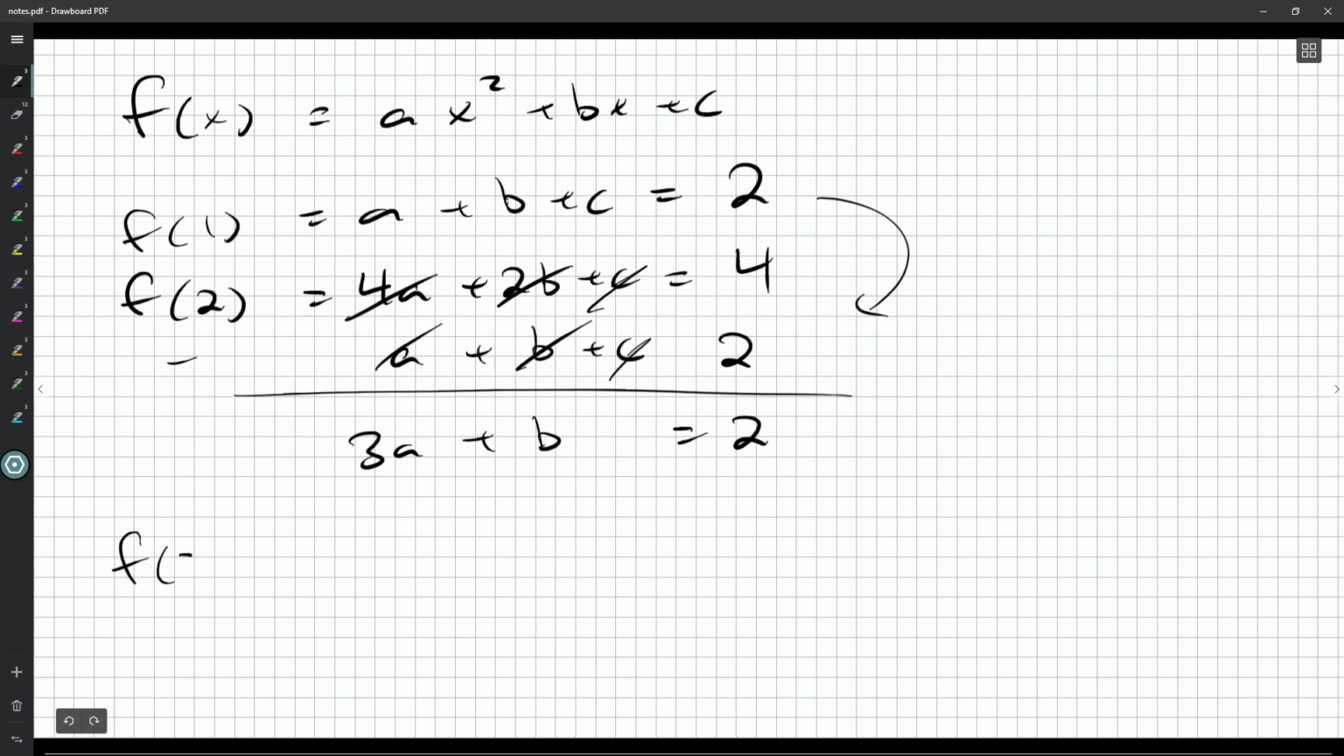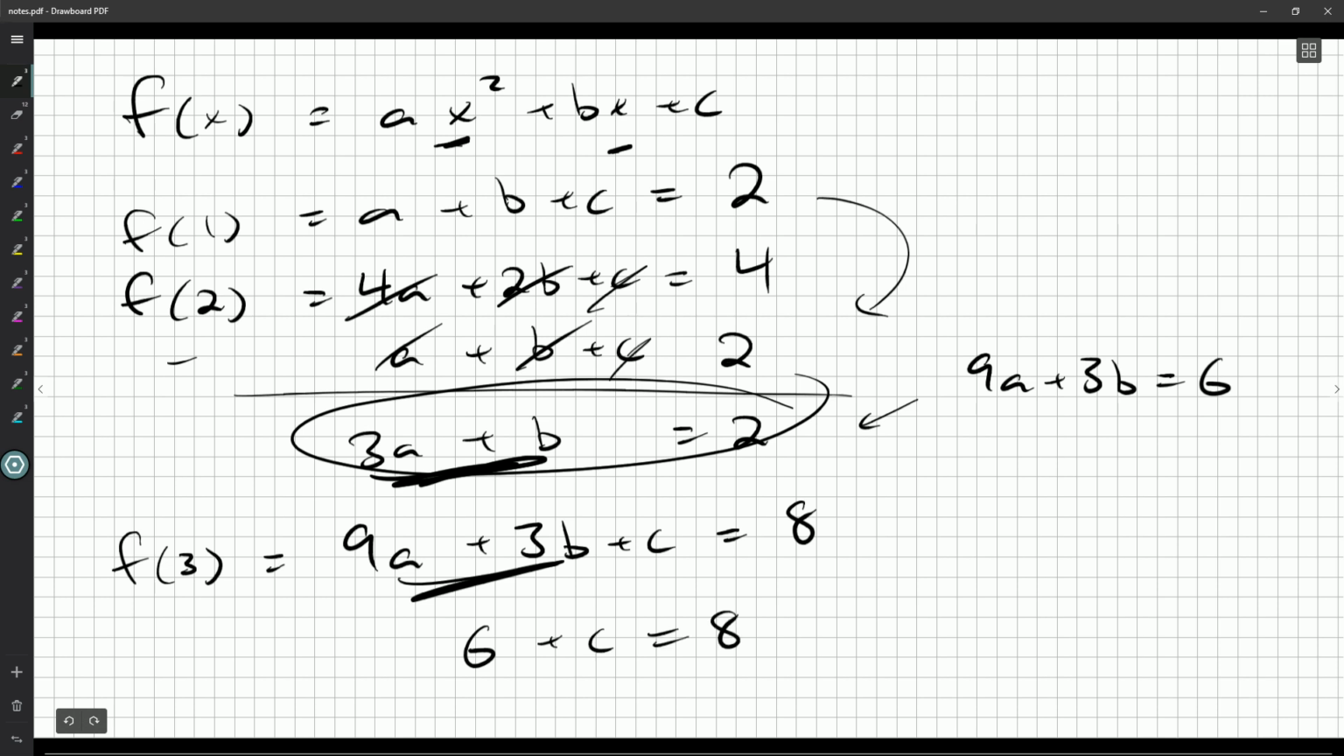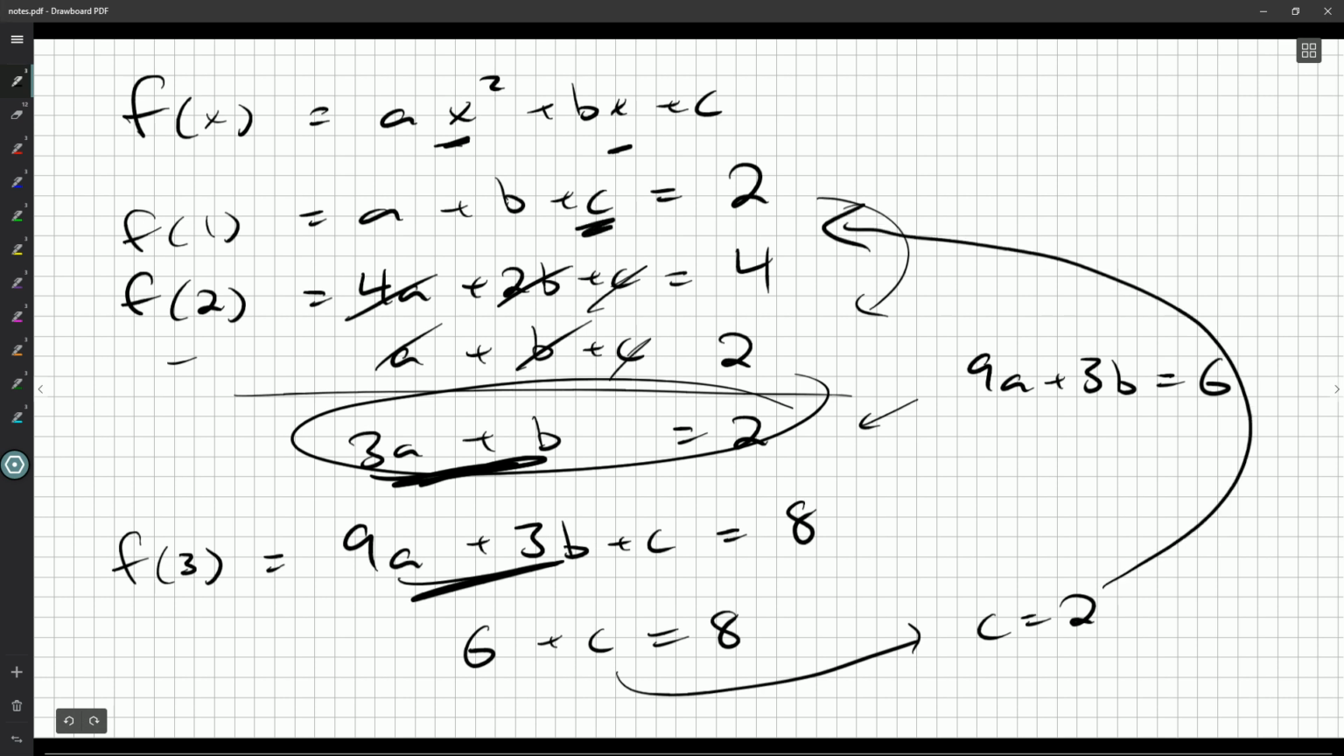And we've got one more. f at 3, which would be 9a plus 3b, just plugging 3 in for x, plus c is equal to 8. Okay? Well, what did I just work out? I just worked out 3a plus b is 2. Now, if I multiply that by 3, I get 9a plus 3b is 6. And we just play around with this. We could line up the third equation and the second one. I just happened to notice that this part here matches up with this part here. So I know that this is 6 plus c is 8. Well, then I guess that means c has to be 2. Plug that back up in here, c's got to be 2. a plus b has to be 0.